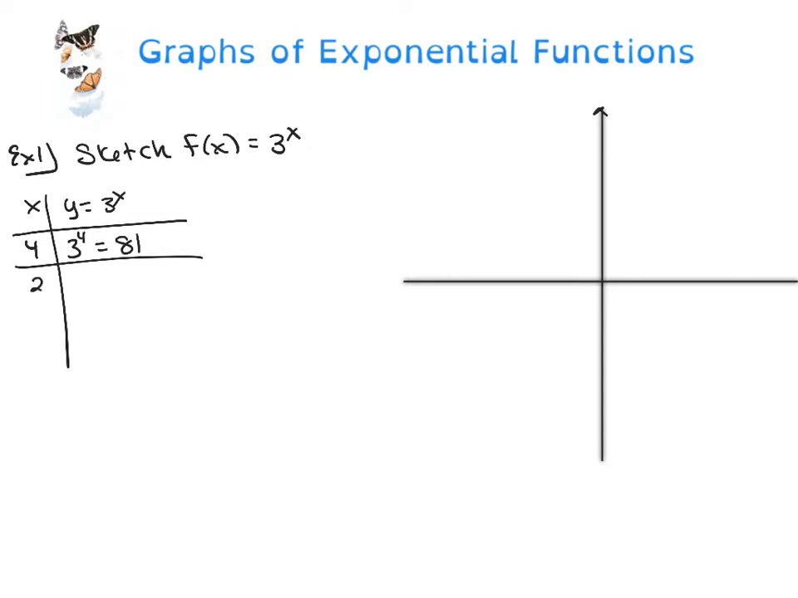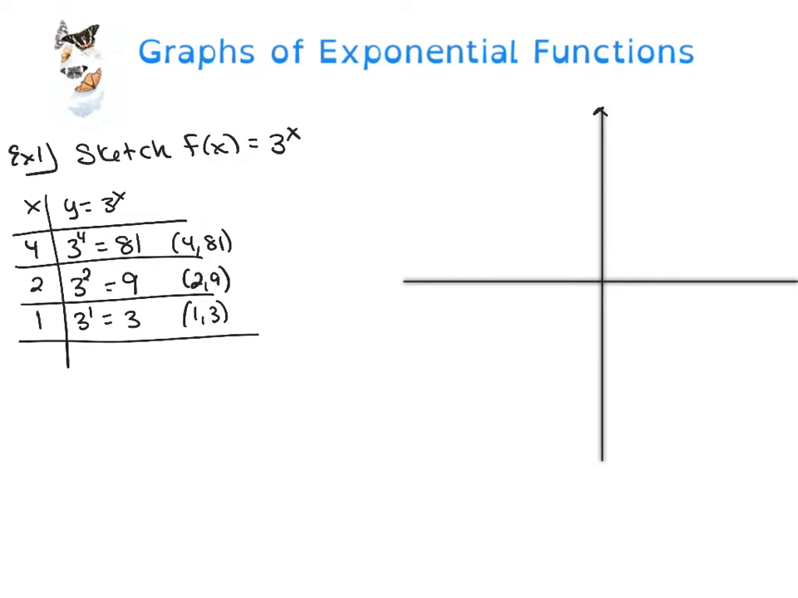Okay, let me get a few more. How about x equals 2? 3 to the 2 power. That's not so bad. That's 9. So I have the ordered pairs (4, 81) and (2, 9). I'm going to plot. x equals 1. That's nice and easy. 3 to the 1 is 3. So (1, 3). x equals 0. 3 to the 0. Oh, remember, that's 1. So I have the ordered pair (0, 1).